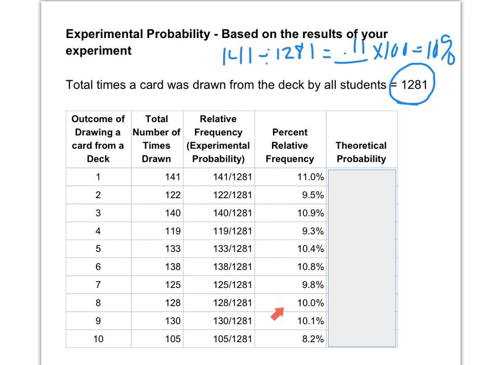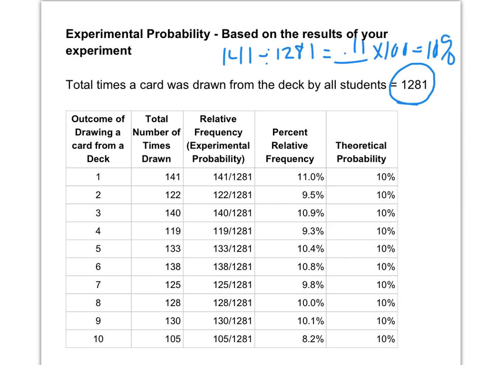Now if we look at the percents, they show a similar story. All of these percents are between the lowest, which is 8.2%, and the highest, which is 11%. So those are actually very close to what we started off with, which was our theoretical probabilities. So here are our theoretical probabilities, where it is a 10% chance for pulling each of these numbers out of the deck. So when you're comparing this experimental probability to the theoretical probability, they are very, very close. So we did another good job, guys, with this experiment.